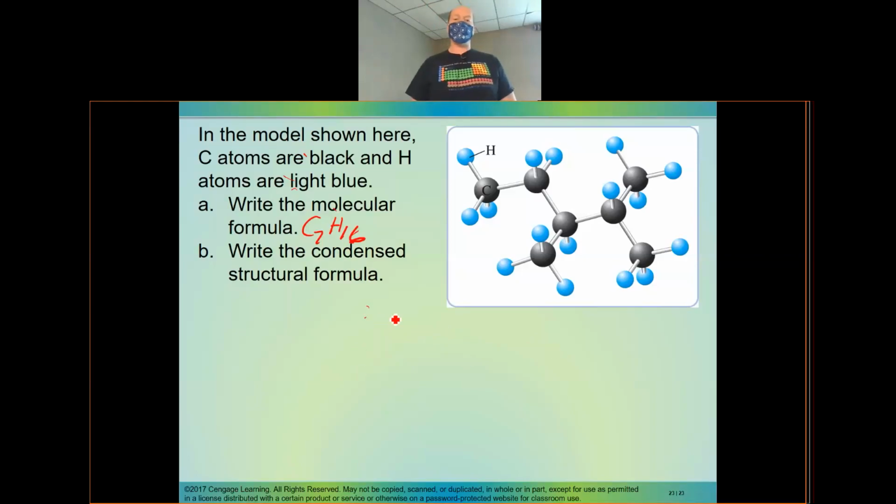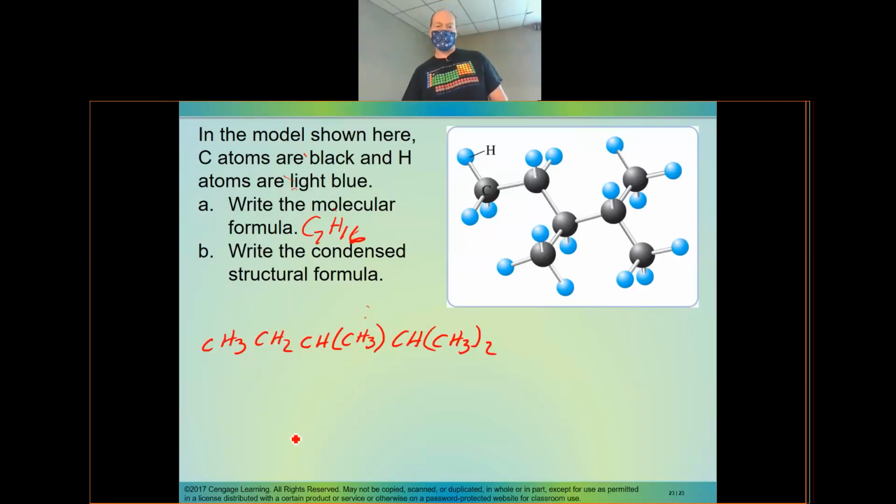All right, so write the condensed structural formula. So now is when you're writing your CH3. So the first one is CH3. Then the next one is CH2. And then the next one is a CH. But that CH is bonded to this CH3. So in parentheses, you will write CH3. And that's bonded to a CH. And then that's bonded to 2 CH3. So you have to put CH3 in parentheses sub 2. All right. So that is the condensed structural formula.